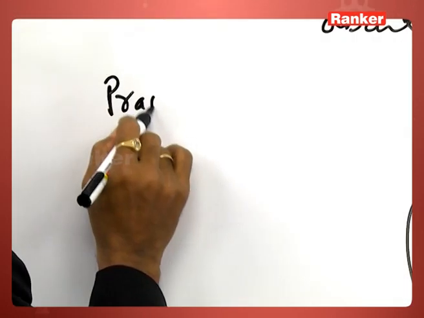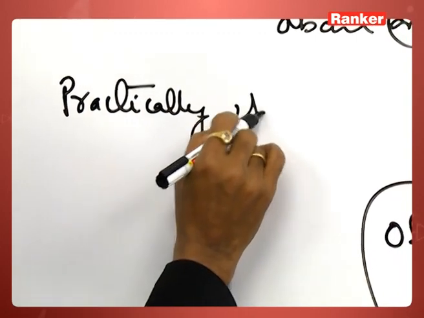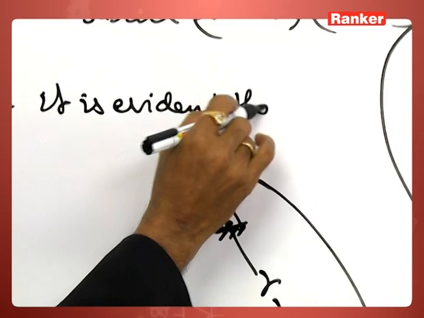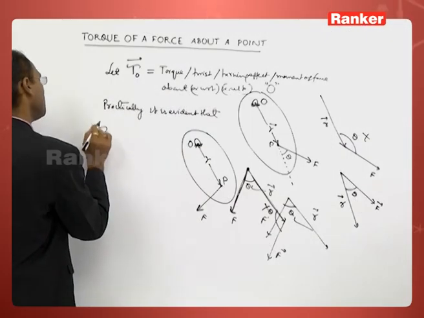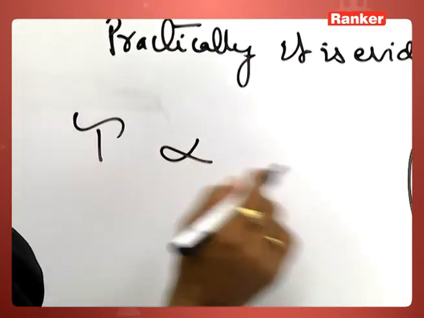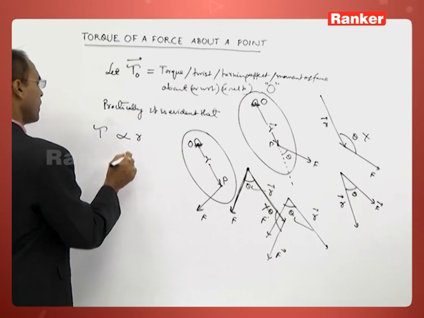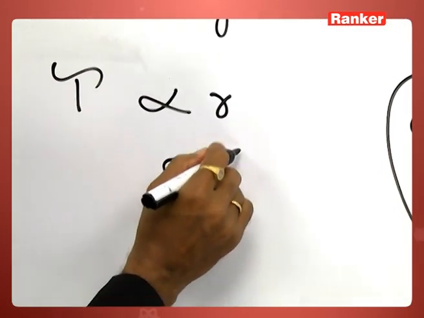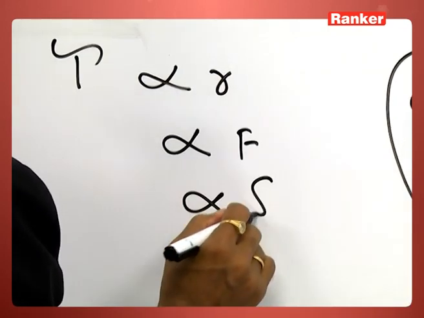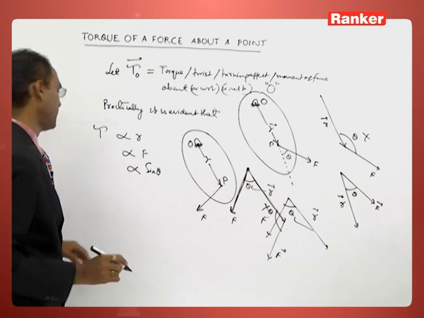Practically, it is evident that this turning effect of the force is directly proportional to the distance, directly proportional to the magnitude of the force, and also directly proportional to the sine of the angle between these two vectors, R vector and F vector.